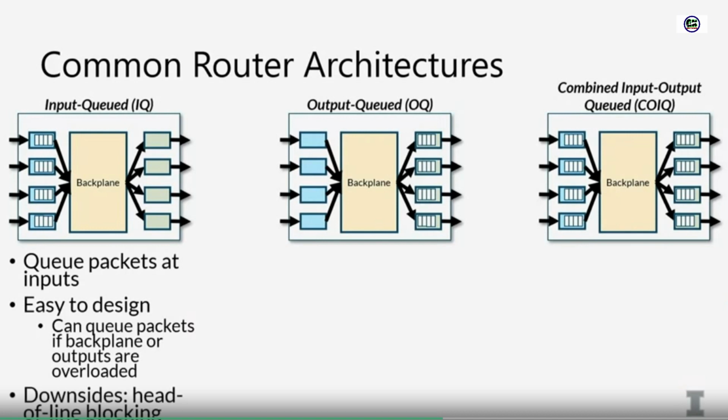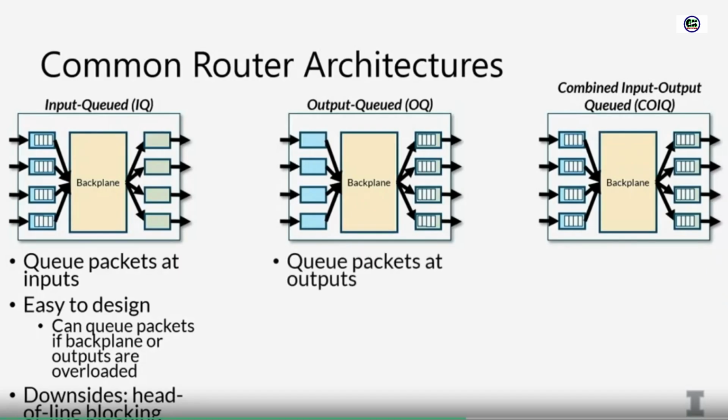A downside that comes up here is something called head-of-line blocking, where packets can actually get stuck. We'll talk about head-of-line blocking a little bit later. But the basic idea is packets come in, and you might have a packet at the head of that queue, which prevents other packets behind it from getting sent out.